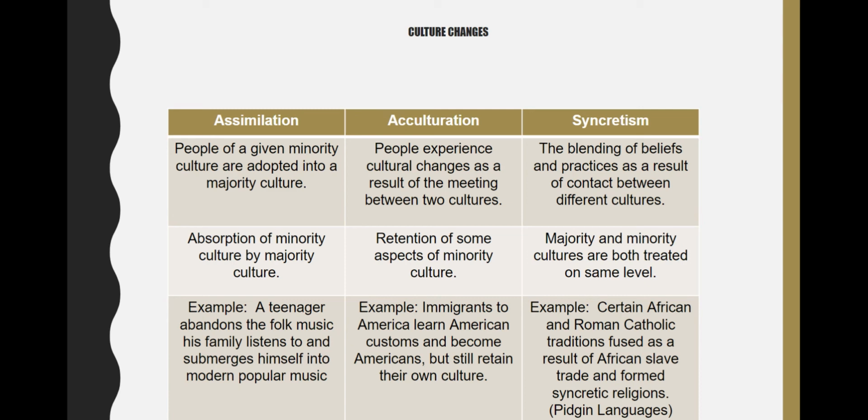The second one is acculturation. So this is kind of in between, where people experience cultural changes as a result of the meeting. So essentially, you have the retention of some aspects of minority culture, and the adoption of new aspects of culture. And the last one, the one that we're going to watch a video of, is called syncretism. So the blending of beliefs and practices as a result of contact between different cultures. So essentially, a lot of times, you kind of have two cultures meeting, and they create some element of new culture, right?